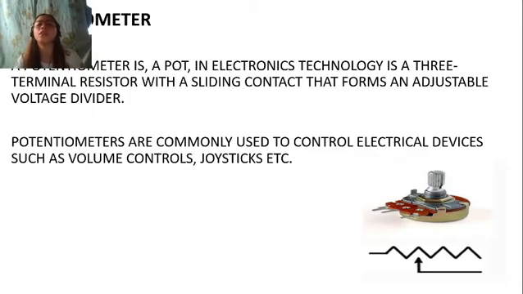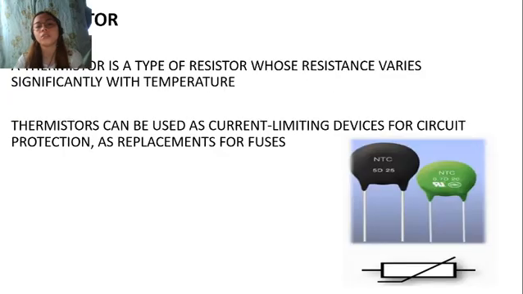Potentiometer is a part in electronics technology. Is a 3-terminal resistor with a sliding contact that forms an adjustable voltage divider. Potentiometers are commonly used to control electrical devices such as volume controls, joystick, and etc. So, kung makita bala natin, ang sa radio, ginaliso-liso nato. So, that's one example of our potentiometer sa mga volume natin kung gusto natin todo, gusto natin hindi.